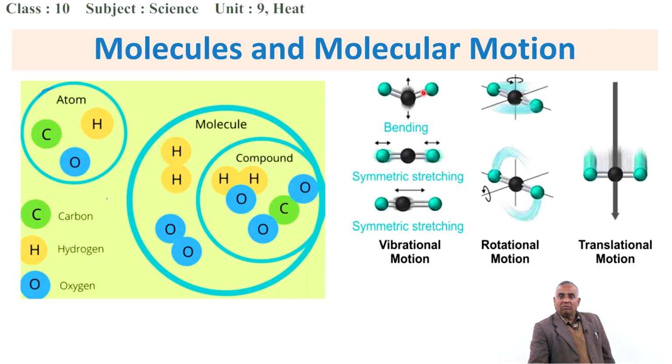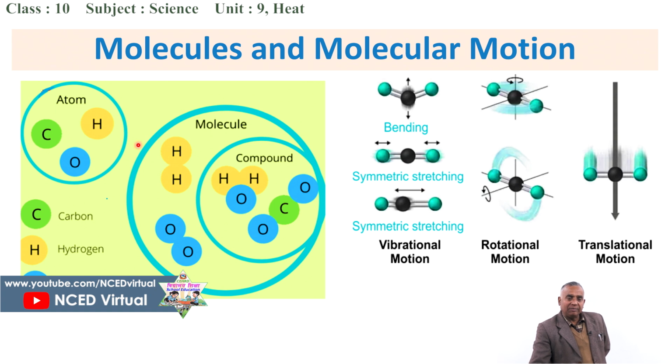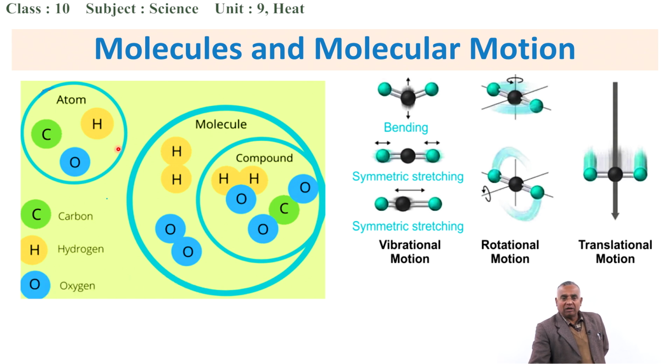Here the heading is molecules and molecular motion. You just have to understand that molecules may be of elements and compounds both. In some cases, a single atom is a molecule. In some cases, two atoms form a molecule. And in many cases, in compounds, two or more atoms combine in a certain pattern and form molecules. Anyway, substances are made of what? Molecules.